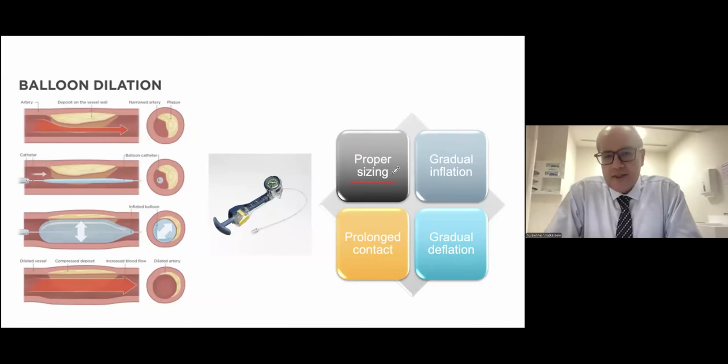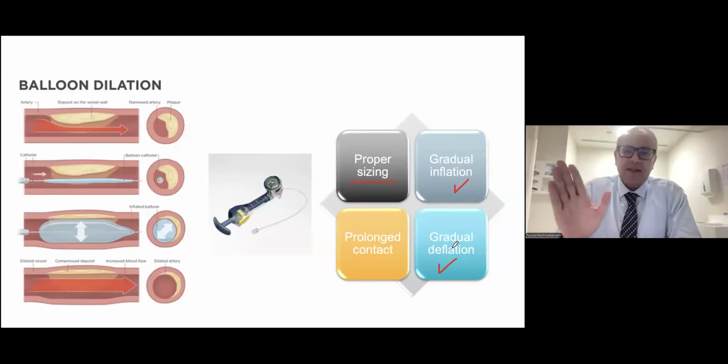I may show you cases where colleagues try to treat a 4 millimeter vessel with a 2.5 millimeter balloon. It's never going to be enough. The other point is a gradual inflation and a gradual deflation. And gradual deflation tends to avoid the vacuum effect and tends to maintain the dissected intima adherent to the wall.